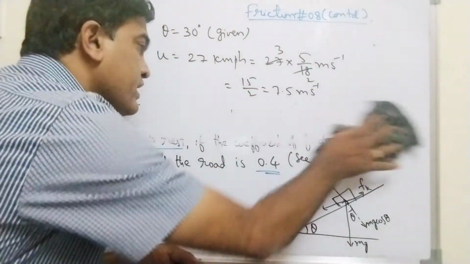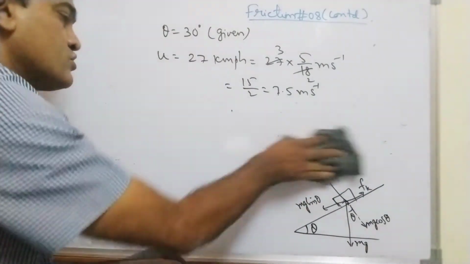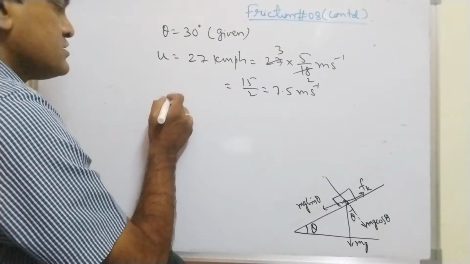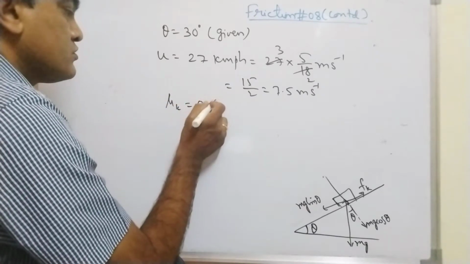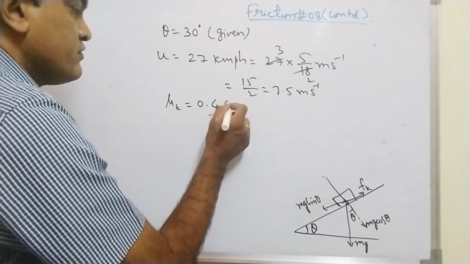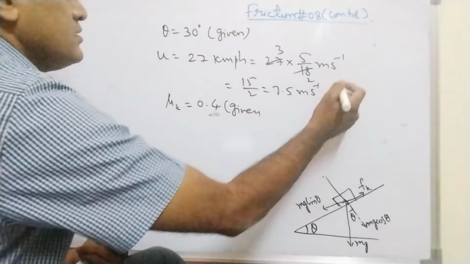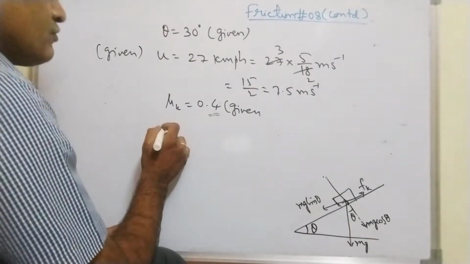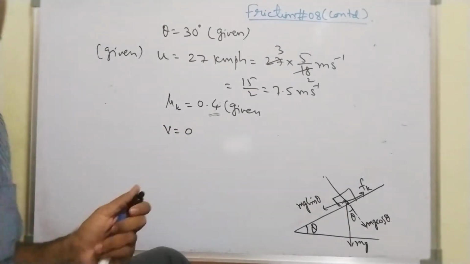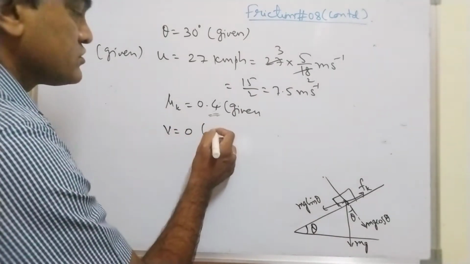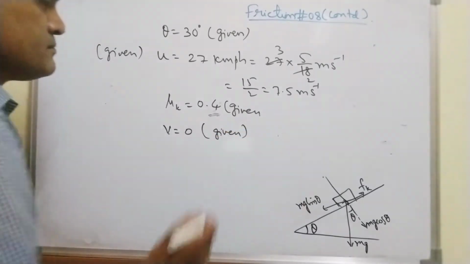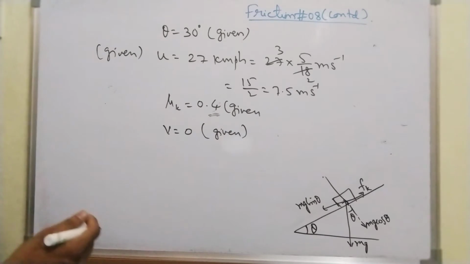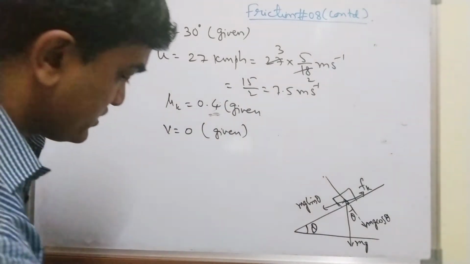And what is mu k given? Because the car is in motion, mu k is given. Mu k is equal to 0.4. This is also given, all these three. And what is the final velocity before coming to stop? So v is equal to 0. This is also given. Now how to find out acceleration?